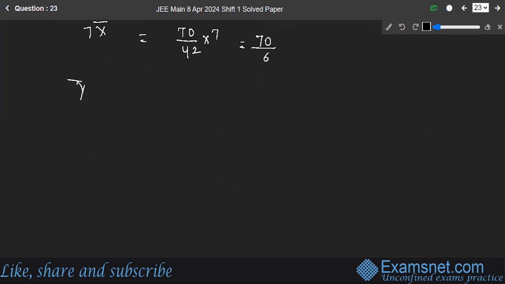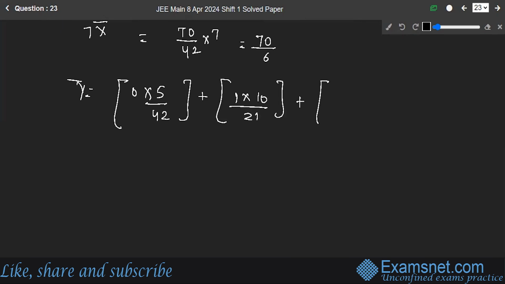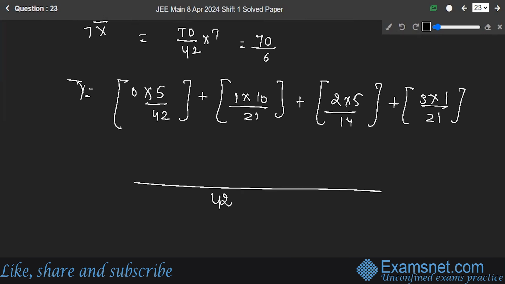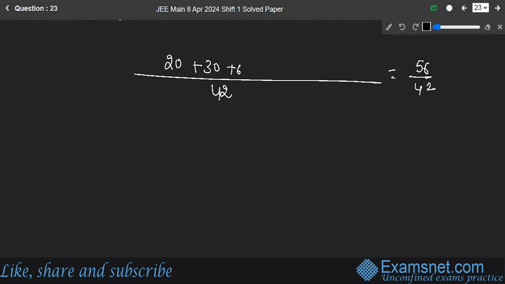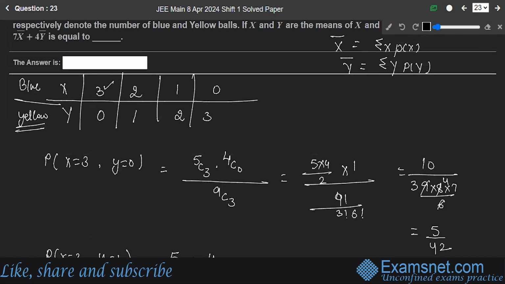And now y bar will be equal to 0 × 5/42, plus 1 × 10/21, plus 2 × 5/14, plus 3 × the last one. Let's take the LCM again, 42. Here will be 20, 30, and 6, which is equal to 56 upon 42. Or what you had to find out for y was, let's check, it was 4y bar.